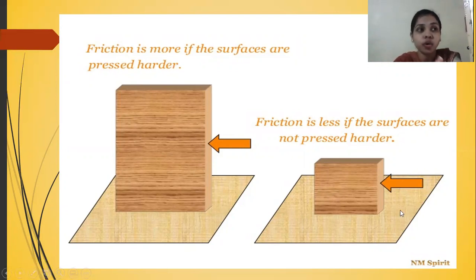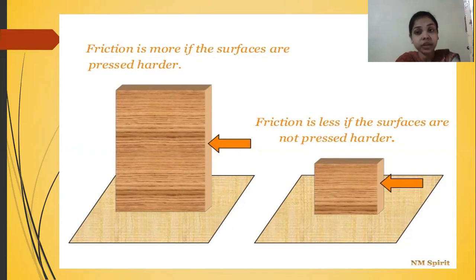Okay, so what we learned in today's class: what is friction? Friction is the opposing force, okay, which opposes the motion, and it always acts in the opposite direction of the applied force. Then the causes of friction. What causes friction? The irregularities present in the surface cause the friction. Due to these irregularities, the surfaces are interlocked with each other, and the force of friction comes there.